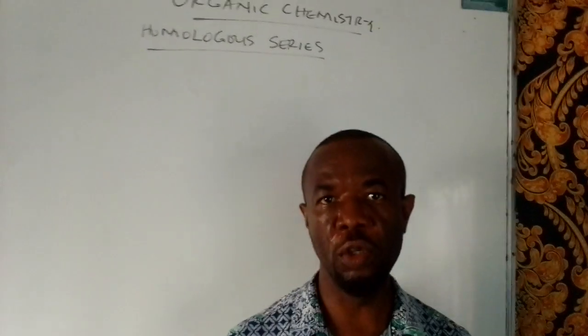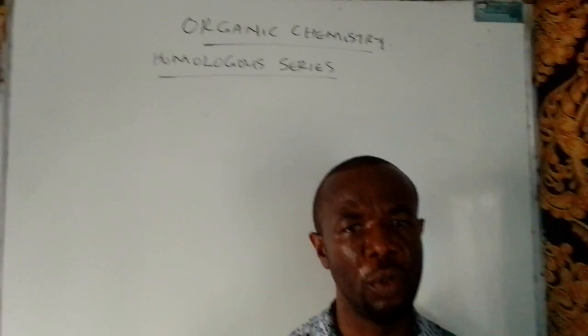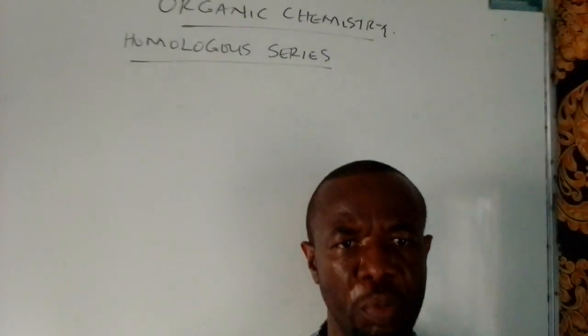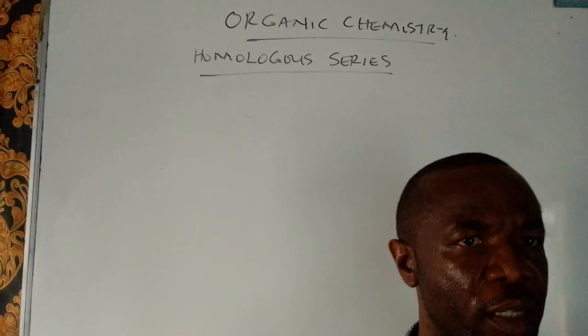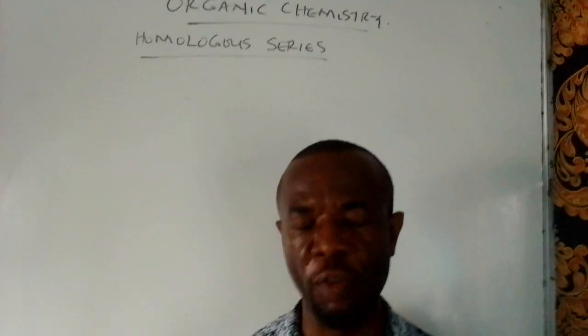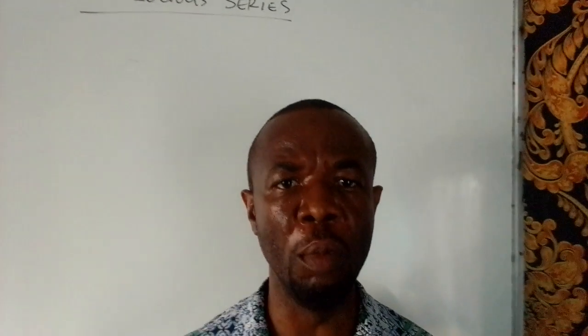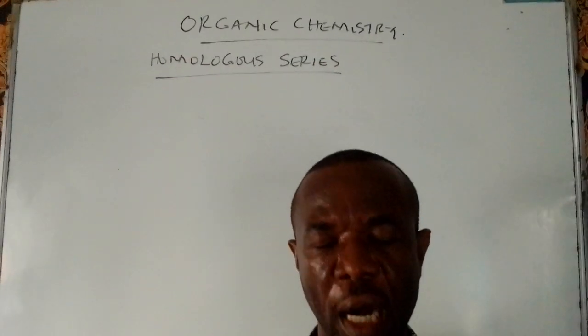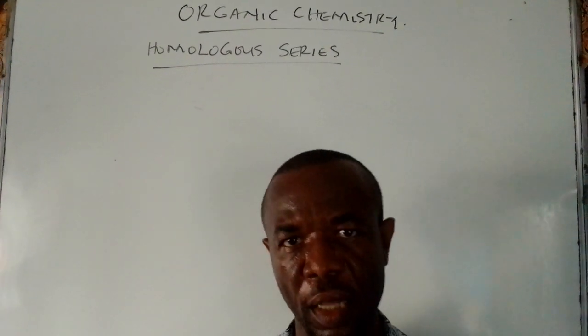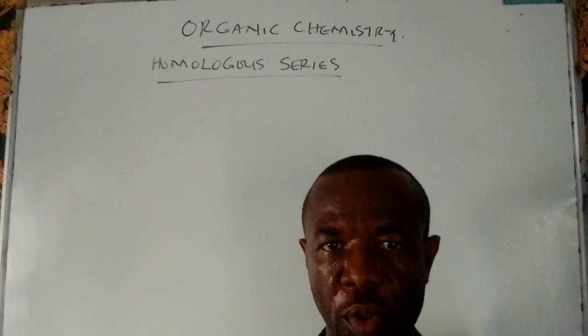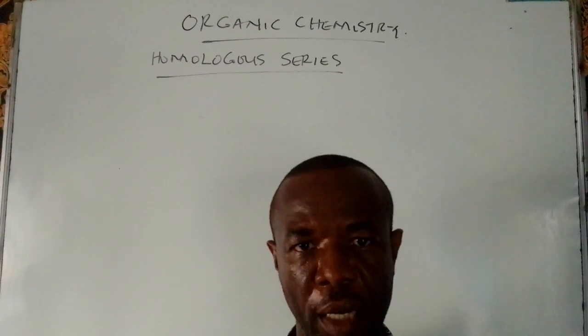Today we're looking at homologous series, a family of organic compounds. But our focus today is going to be on the homologous series derived from alkanes. But first of all, we have to define what is meant by a homologous series, and then we'll look at the characteristics of homologous series, and then look at some examples, those of them that are obtained from alkanes.